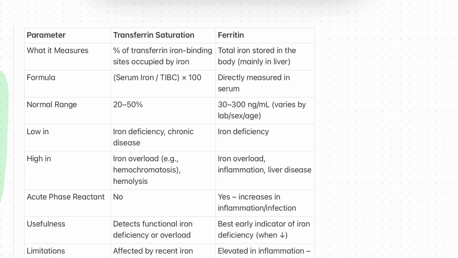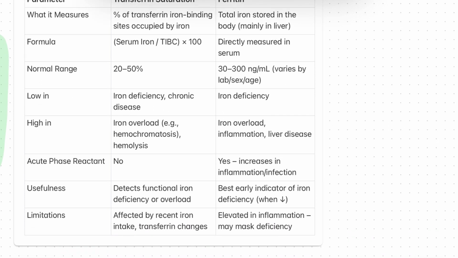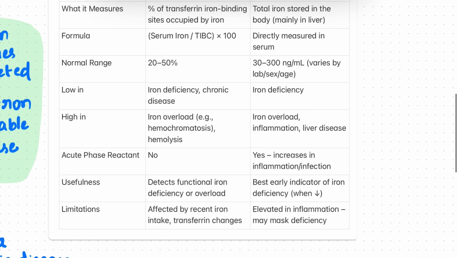Coming to ferritin, it is the total iron stored in the body, and it is directly measured in the serum. The normal range is 30 to 300 nanograms per milliliter. It is low in iron deficiency anemia because iron storage will be less. It is high in iron overload and also in inflammation and liver disease, because ferritin is an acute phase reactant. It will be increased in inflammation. It is used as the best indicator in early iron deficiency, but the limitation is that it is elevated in inflammation, so it may mask deficiency in those cases.